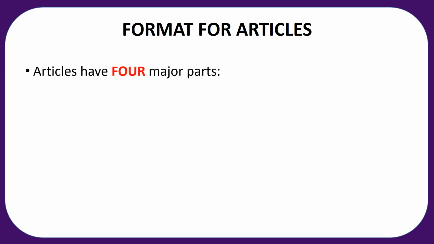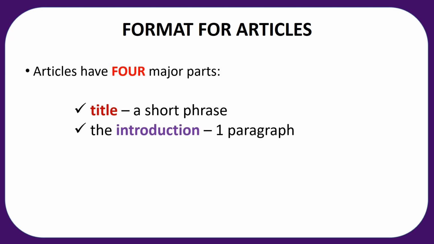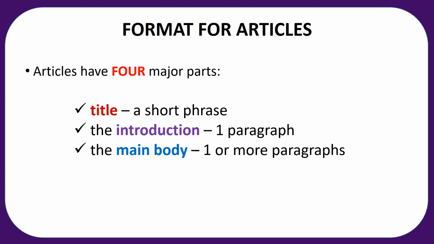When you're writing an article, you must remember that articles have 4 parts. The first one is title, which is a short phrase suggesting what the article is all about. And then just like part 2, it has another 3 parts, which are introduction, which is written in 1 paragraph, and then the main body, which can be written in 1 or more than 1 paragraphs, and finally the closure, which is written in 1 paragraph.